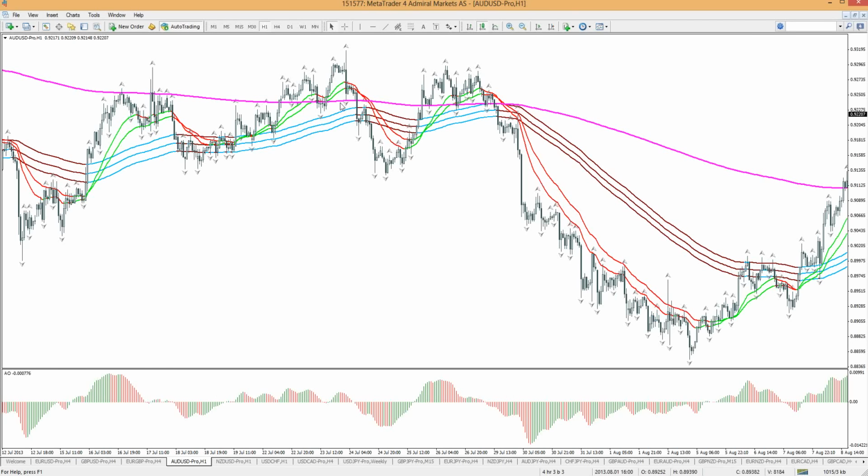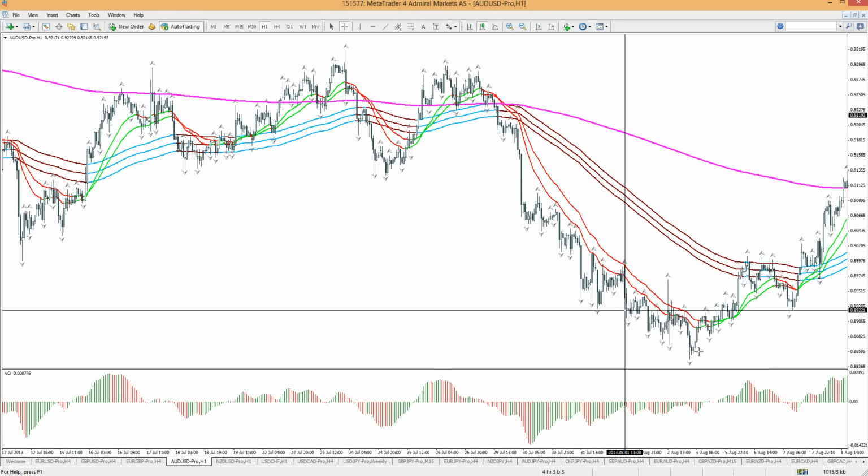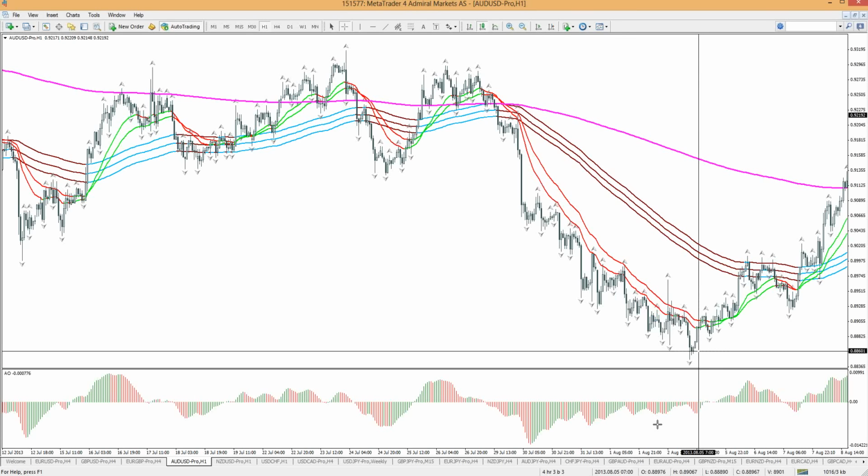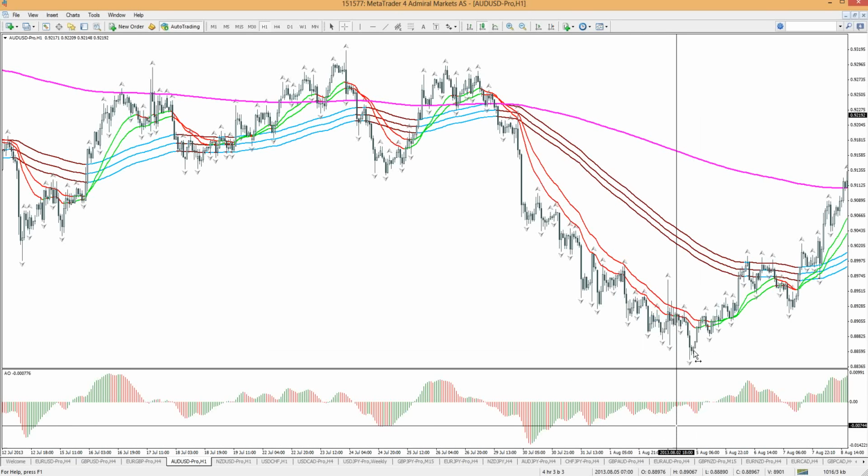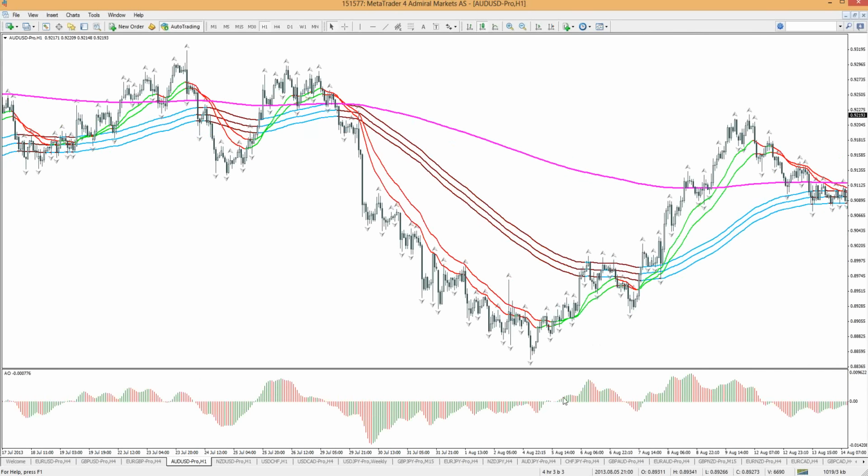You do want to get careful, and that's when the oscillator gets useful, when you get divergence like this and slowly crawling forward. You don't want to take the last one here, because then a retracement is probably possible.